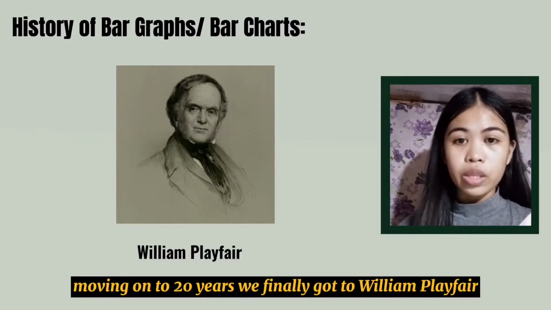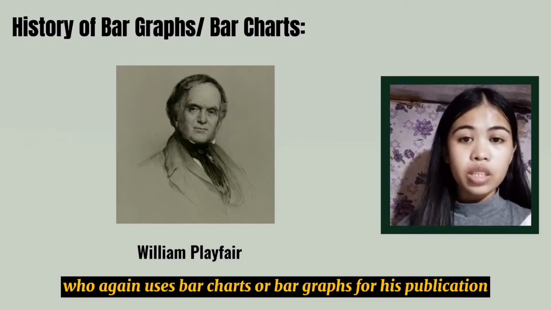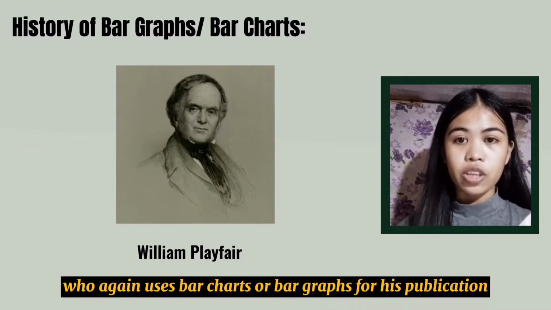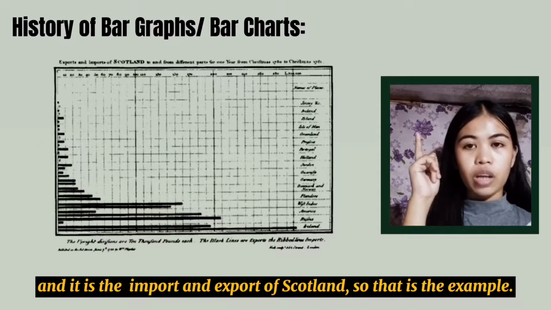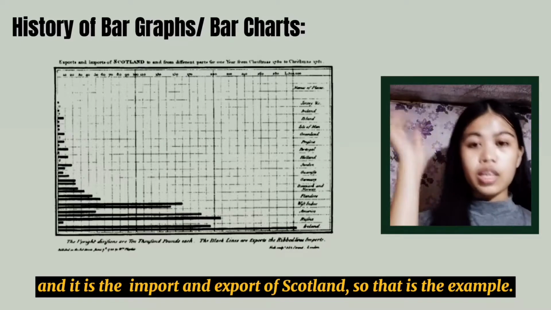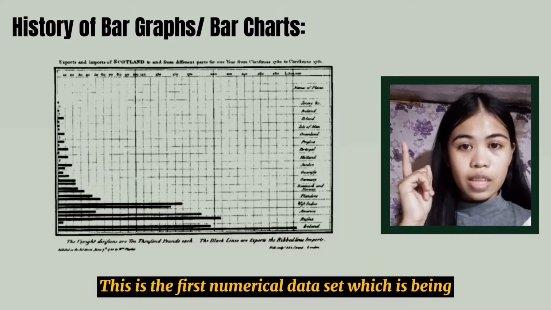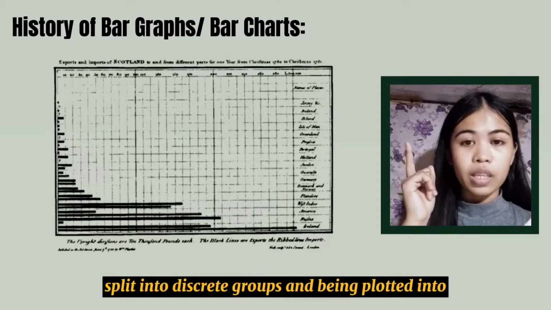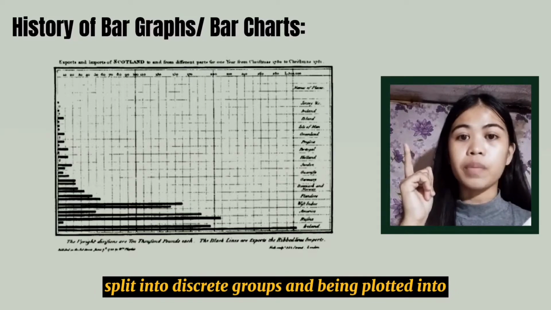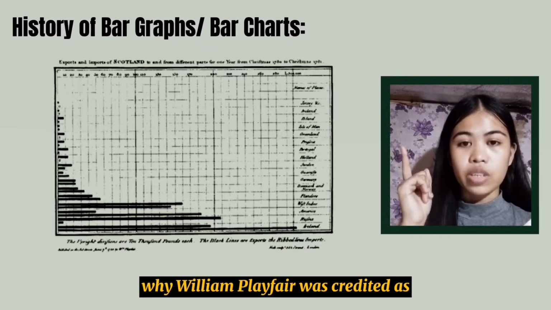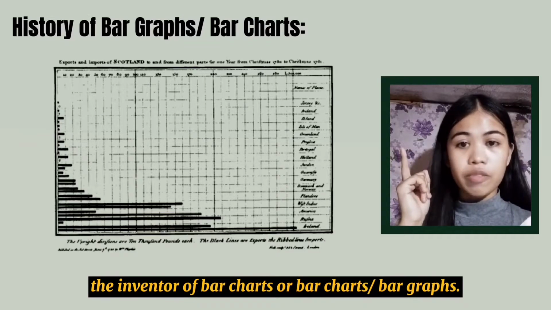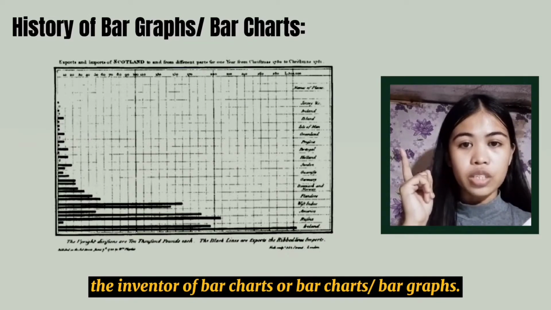Moving on 20 years, we finally got to William Playfair, who again uses bar charts or bar graphs for his publication, and it is the import and the export of Scotland. So that is an example. This is the first numerical data set which is being split into discrete groups and plotted into bar graphs or bar charts. Hence, it is the reason why William Playfair was credited as the inventor of bar charts or bar graphs.